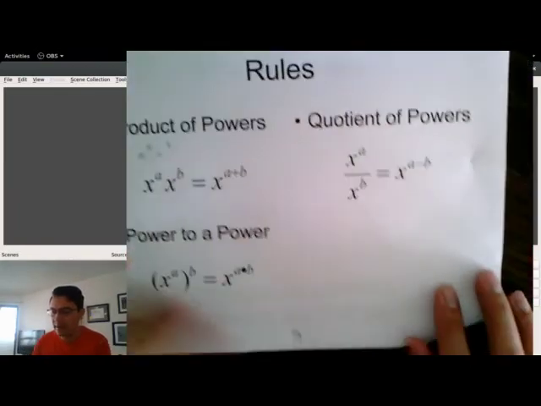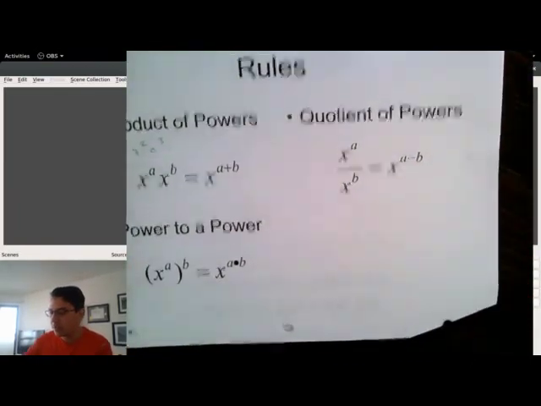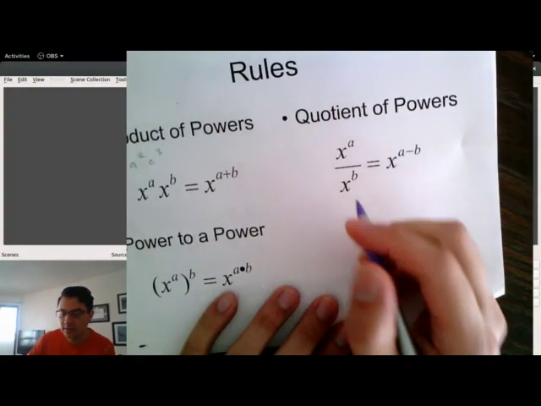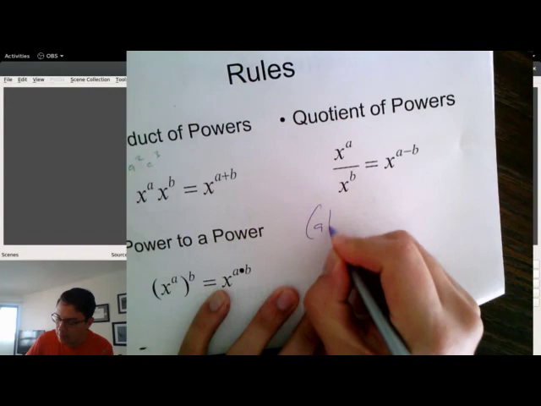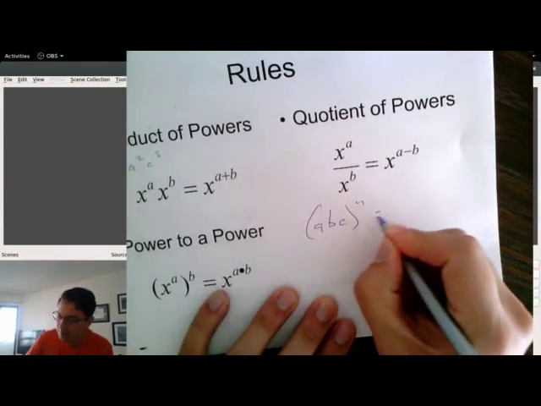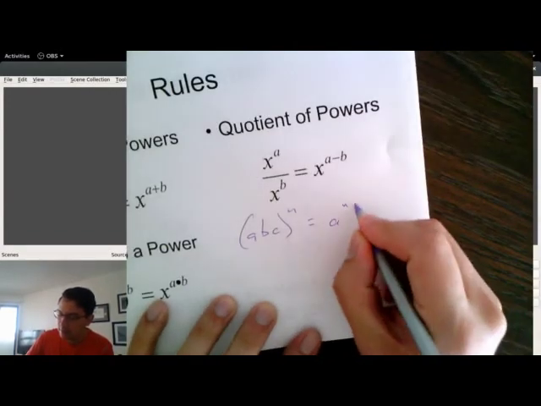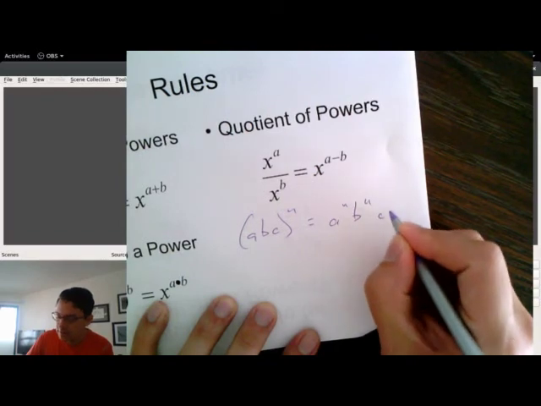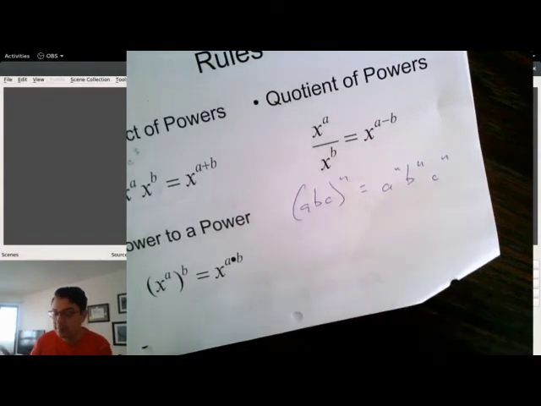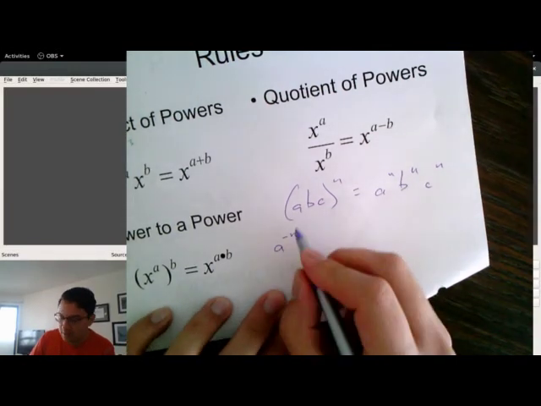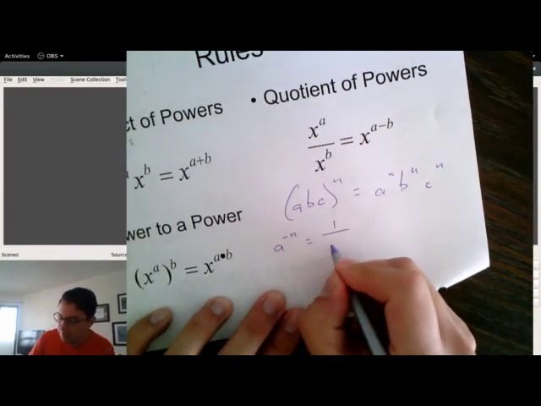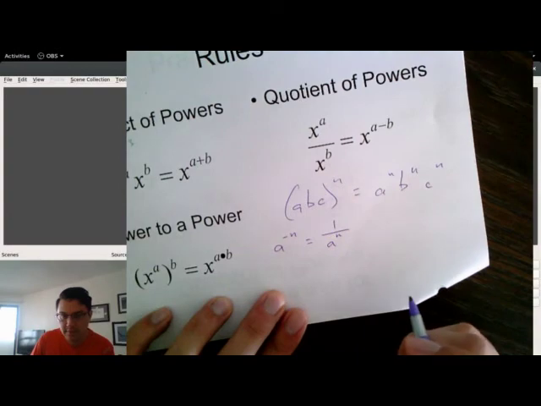This is our actual exponent rules page. I gave you guys a bunch of extra ones in class. Let's see, what else did we have here? I gave you ABC to the nth power is A to the n, B to the n, C to the n. I also gave you the negative exponent rule. So if I have A to the negative exponent, this is equal to 1 over A to the positive exponent.